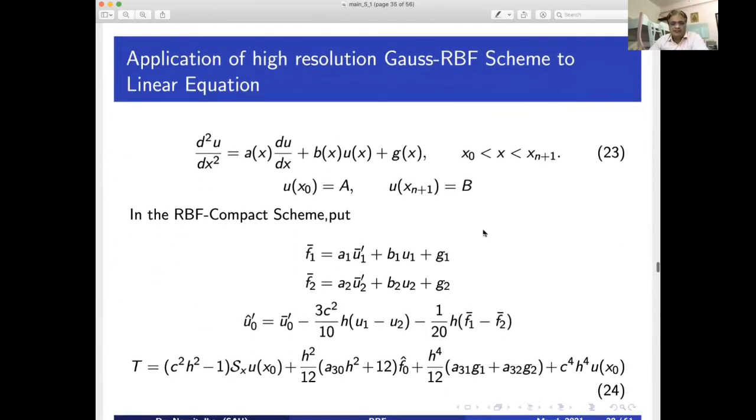Now this is the application. I will apply the method I have derived to the linear equation and to the non-linear equation, so that you can have a thorough understanding from the application point of view. I have a linear equation. The most general form of linear equation is d2u by dx square equals a(x) du by dx plus b(x) u(x) plus g(x), where x ranges from x naught to xn plus 1.